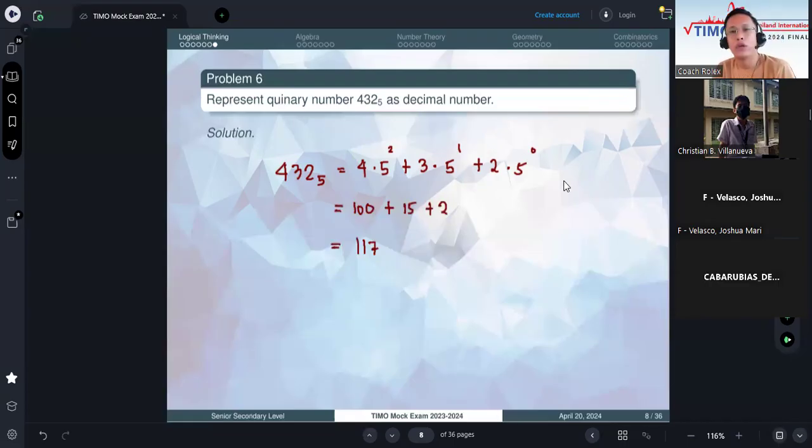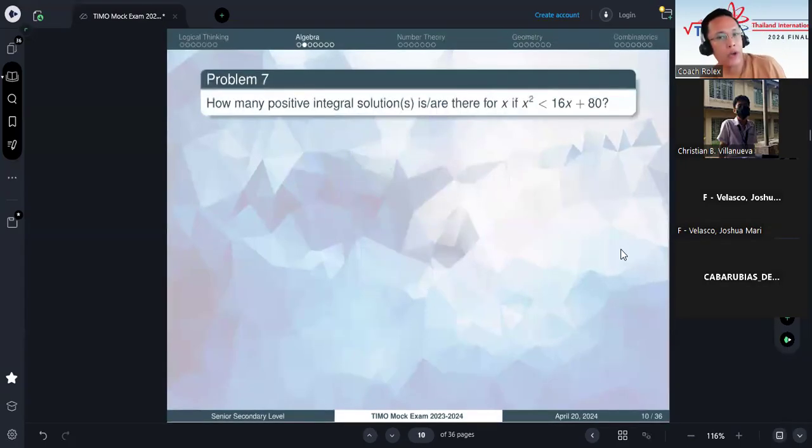Okay. So that's all for our logical thinking. We will now proceed to our algebra with question number 7. How many positive integral solutions are there for this inequality?